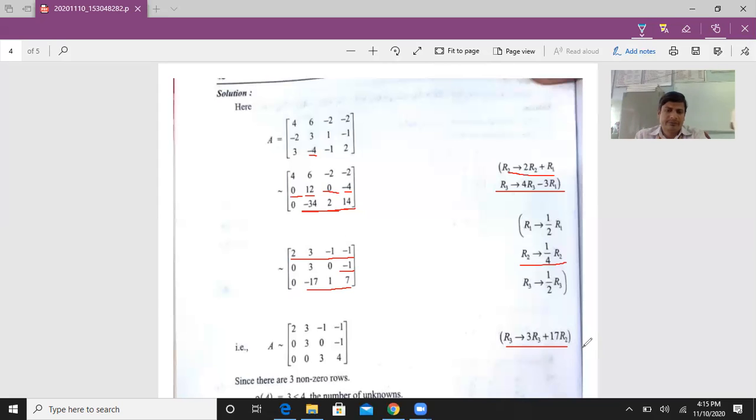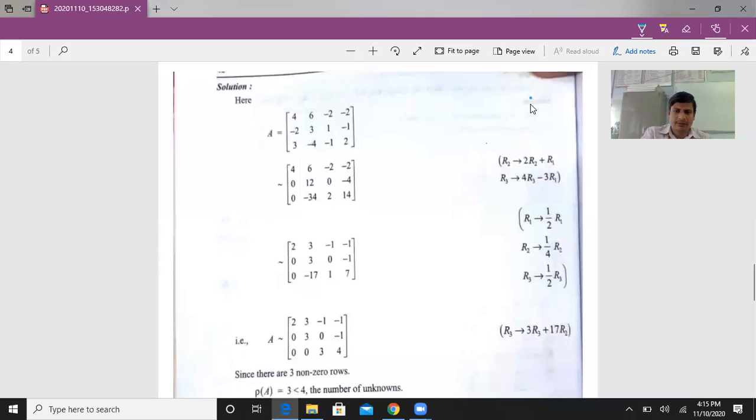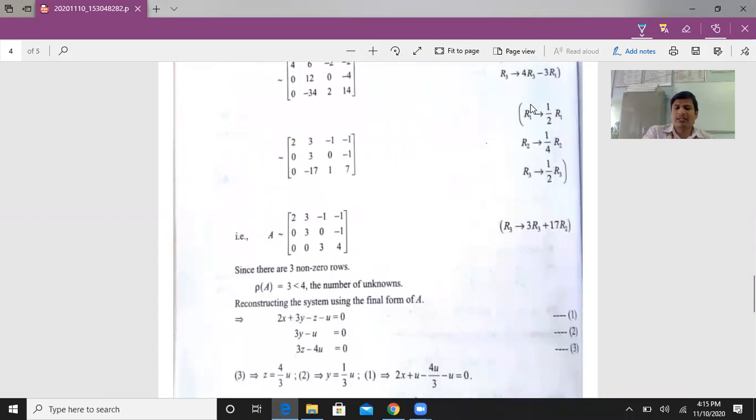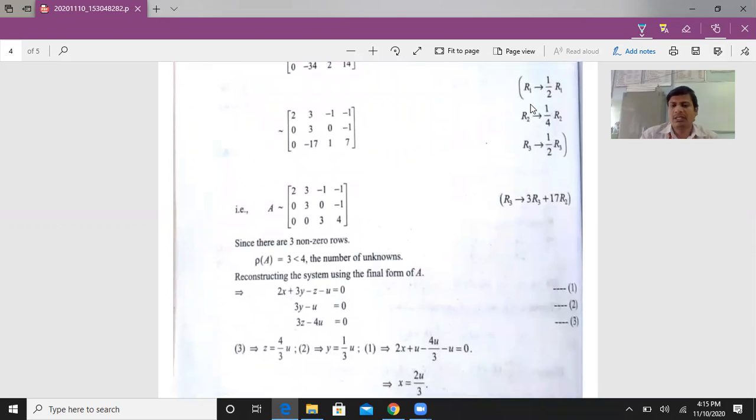Okay, see here the 3 non-zero elements. This is the first, second and third. This is the 3 non-zero elements. Therefore, finally you write, therefore rank of A is equal to 3. Here the number of unknowns is 4. The rank is 3, 1, 2, 3 is there. That is the rank of A is equal to 3, which is less than 4, the number of unknowns.